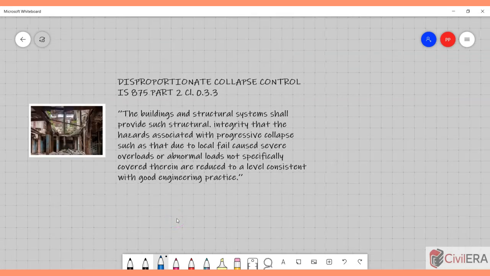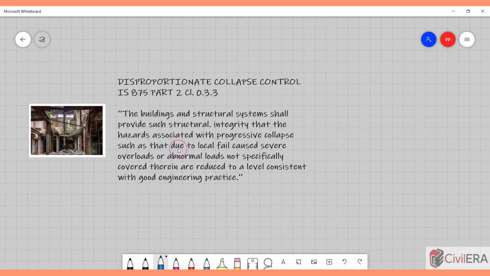I told you about 5 clauses that I'm going to discuss today, and the first one is from IS 875 part 2, and the clause number is 0.3.3. You may be surprised to know that IS 875 part 2, which most engineers consider a reference code for live loads, has something very important hidden in it. This clause is something like that.